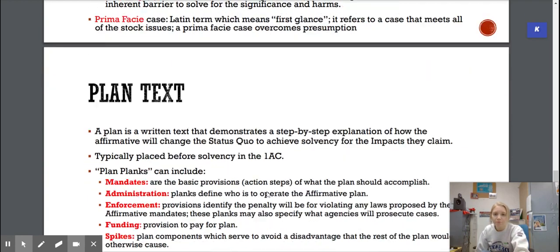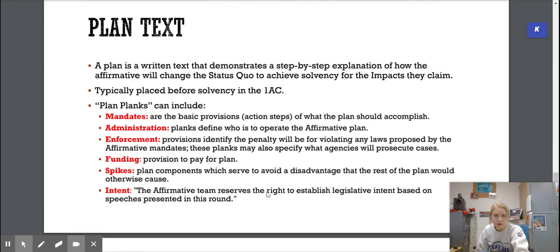Okay, your plan text. You have written your plan texts by now, and this should be a step-by-step explanation of how the affirmative will change the status quo to fix the harms. This is normally placed before solvency in your case. You can have what are called plan planks, but they are not required.